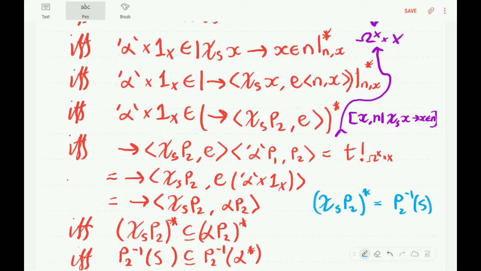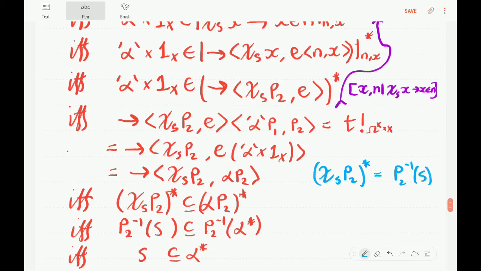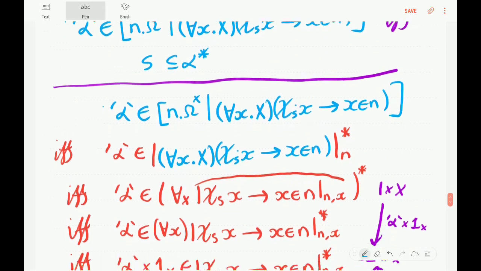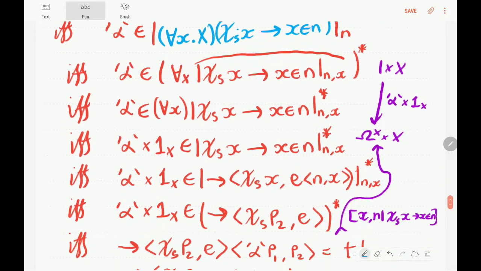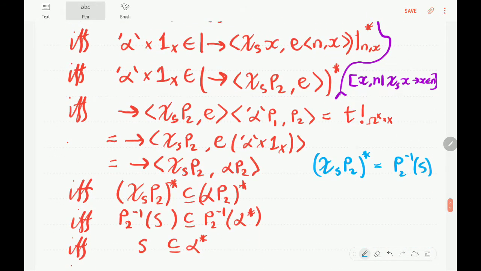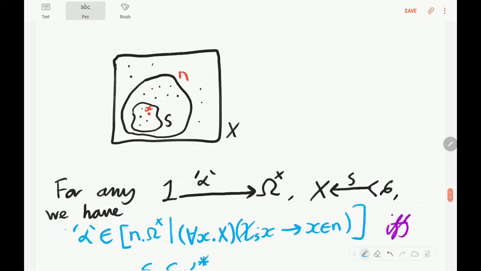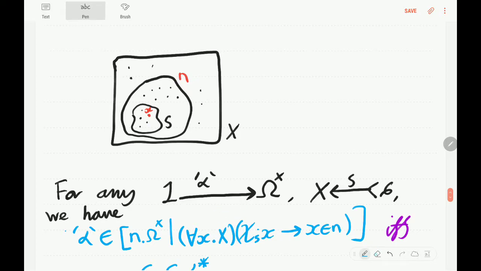And now there's a sort of big jump in logic, which is that this happens if and only if s is contained in alpha star. And so I'll prove this last step in a minute because it's quite involved. But just notice we've basically completed the proof now, because we started by assuming that the name of alpha is in this extension, and we've shown that that's equivalent to saying that s is contained in alpha star. And that's just kind of what we wanted.